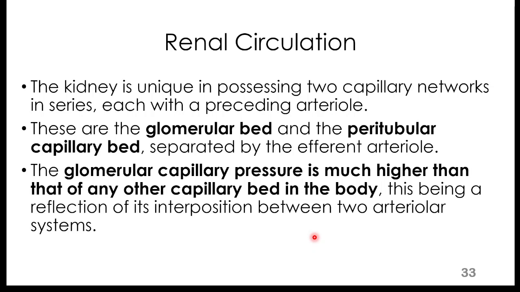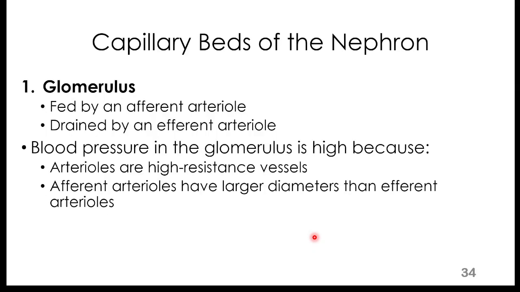All right. The reason for this is not far-fetched. For successful filtration, you need a high pressure, because it stands to reason that if you are trying to filter a fluid through a membrane, the higher the pressure of the fluid that is impinging on the membrane, then the faster the filtration process will go. And this is the reason why the glomerular capillary pressure has to be quite high.